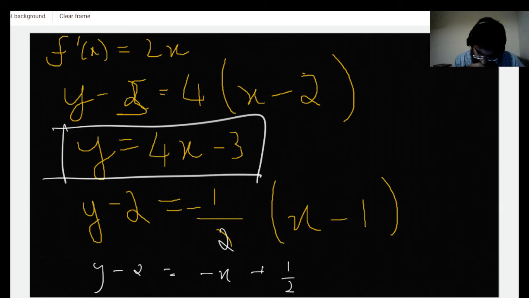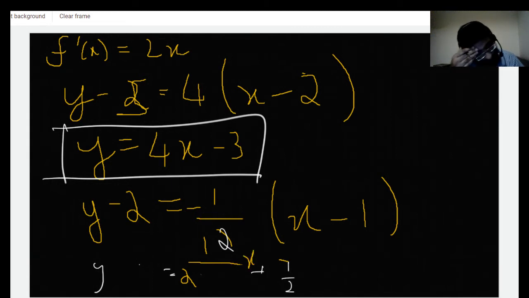3 by 2 plus 2 is what? 7 by 2? So it's 7 by 2 and minus 1 by 2 x. No, it's not minus 1 by 2 x. It will be minus 1 by 2 x plus 5 by 2. Okay, 1 minus 1 by 2 minus 1 is not, it's minus 3 by 2.